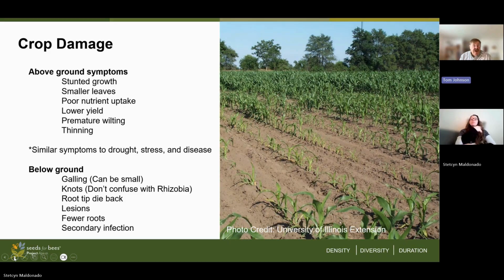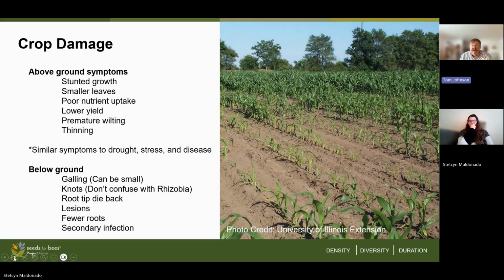But the majority of the time, mentioned everywhere you look for it, the above ground symptoms tend to be stunted growth, smaller leaves, poor nutrient uptake, which is a lot of times symptomatic of poor nutrition of some kind or another. Lower yield, sometimes that's hard to determine until you've done something to reduce the nematode load that you might have. A lot of times what will show up is premature wilting during dry periods or when the irrigation scheduling gets a little bit long out there. That kind of goes with the smaller leaves and the stunted growth.